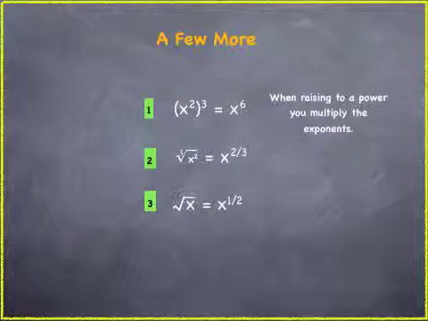And here are a few more examples. In item 1 we have x squared raised to the 3rd power. So when you raise something to the 3rd power, in this case, what you want to do is multiply the exponents. So you wind up with x to the 6th.